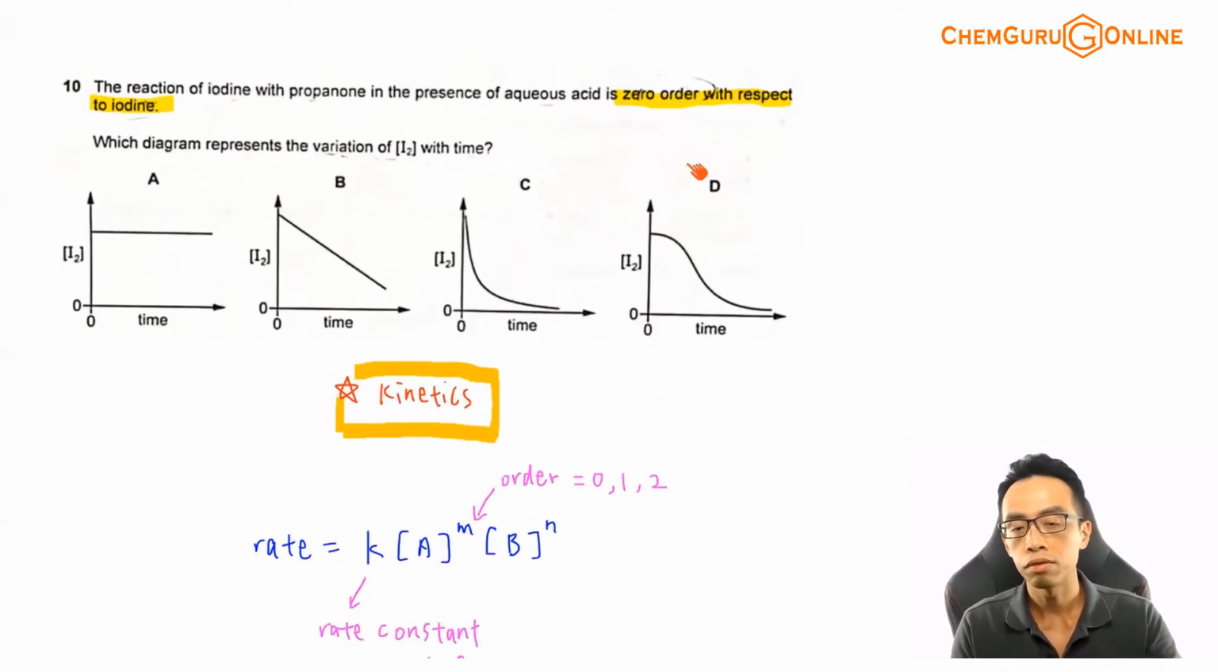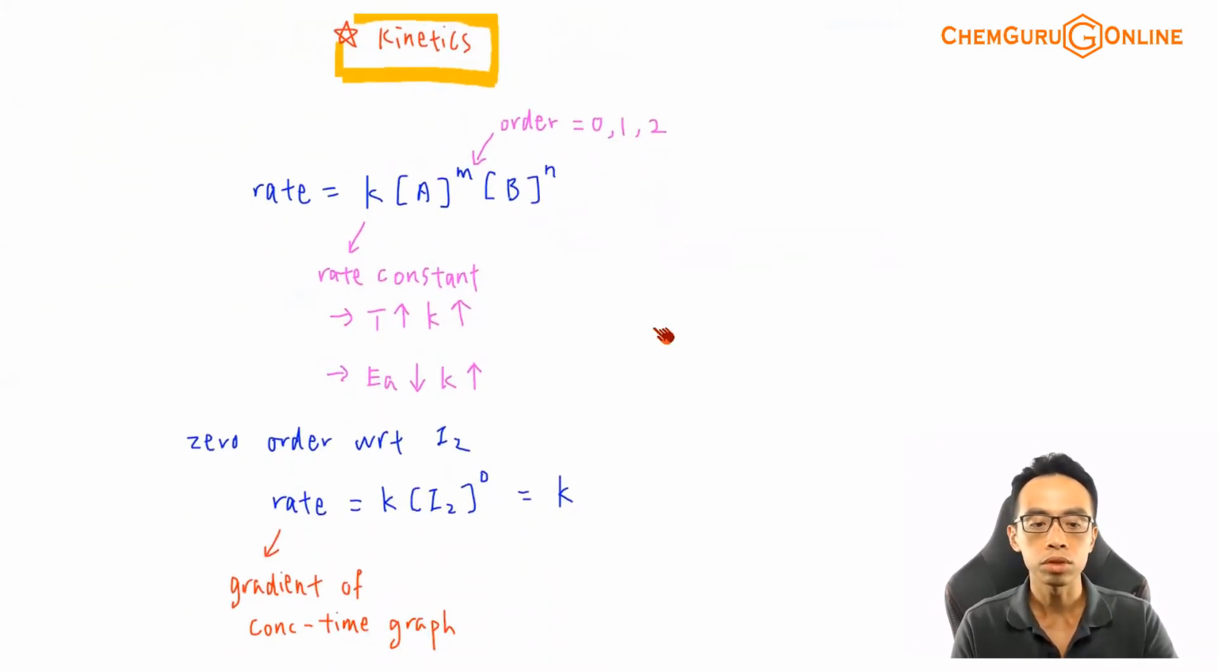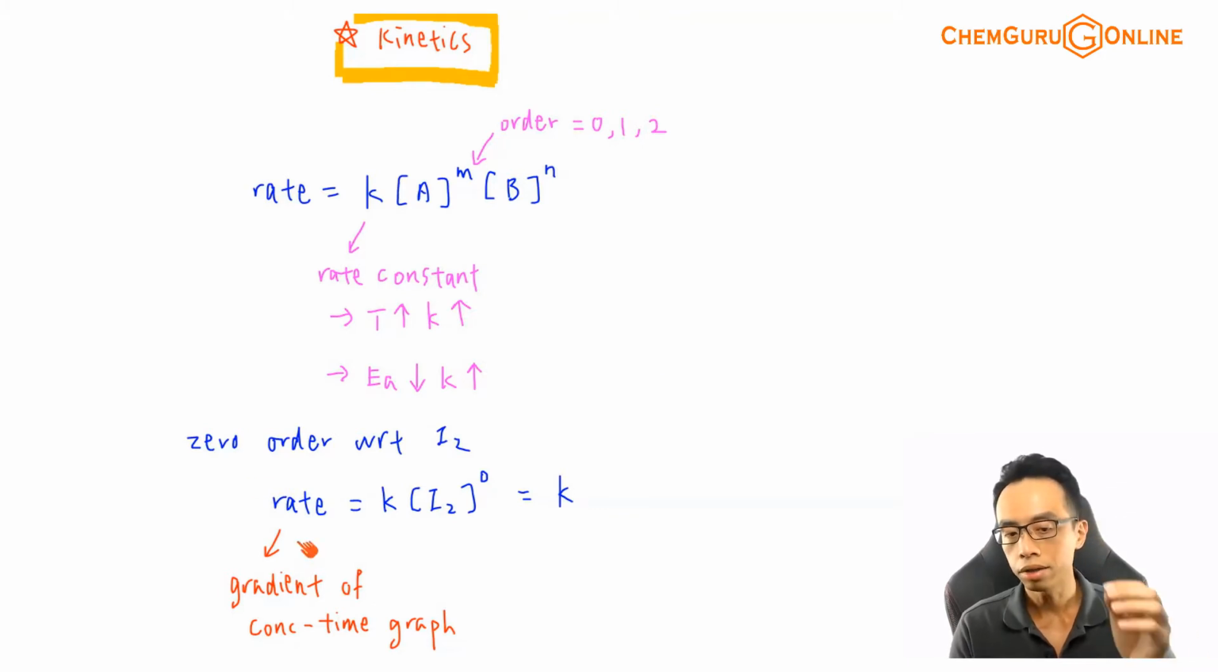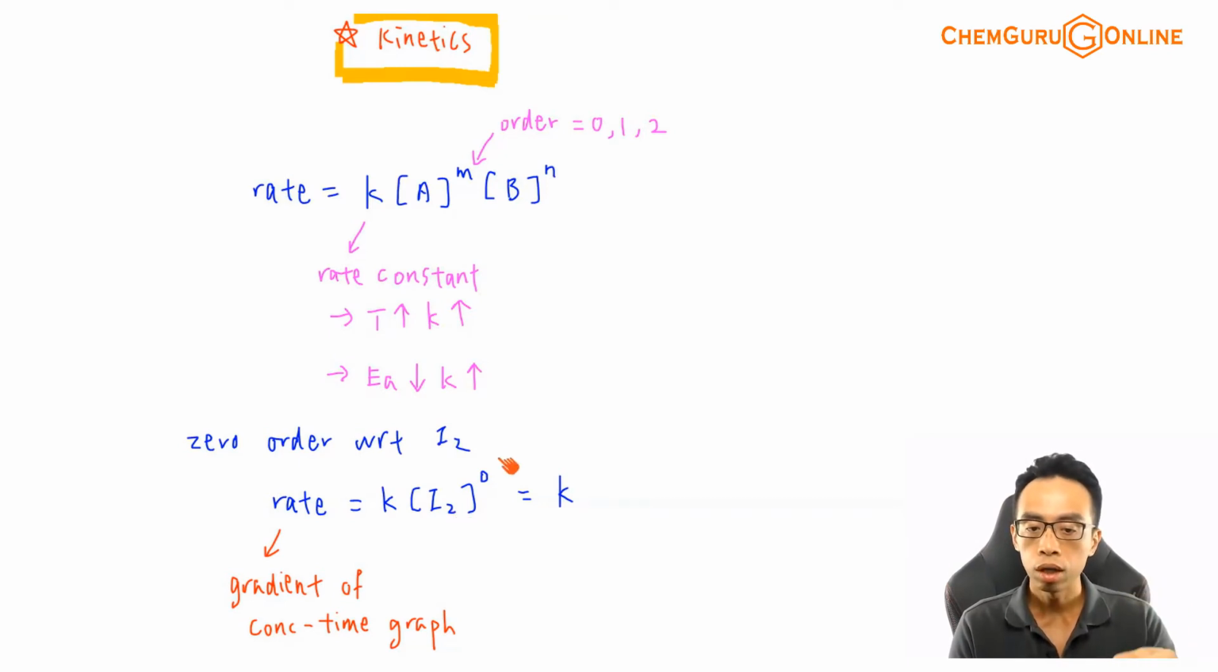Now the question gives me this information, it says that it is zero order with respect to iodine. So what does it mean in terms of the rate equation? With respect to I2, this is a zero order reaction. So we would expect the rate to be something like this. The rate equals a constant K multiplied by the concentration of I2. Order 0 means that the power term is 0. So we can express this as rate equals K, because the concentration of I2, if I raise this to a power of 0, will just be 1, correct?